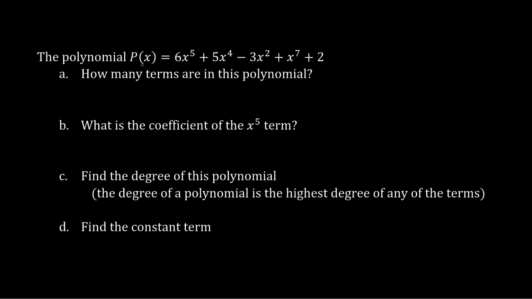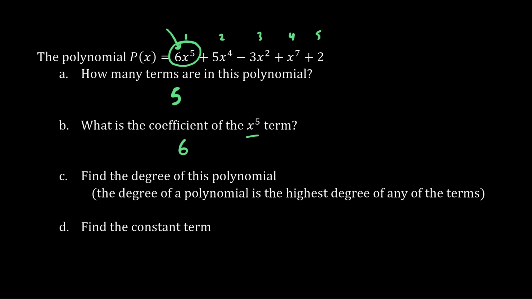We now have a polynomial p of x. How many terms are in this polynomial? We count 1, 2, 3, 4. There are 5 terms. This last term is a constant term, so we'll say 5. What is the coefficient of the x^5 term? So the x^5 term is this one here, and the coefficient is the number in front of the x, which is 6.